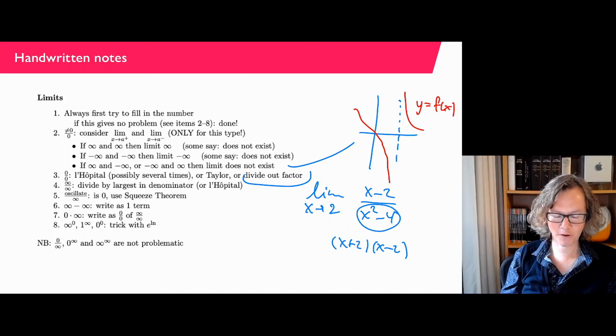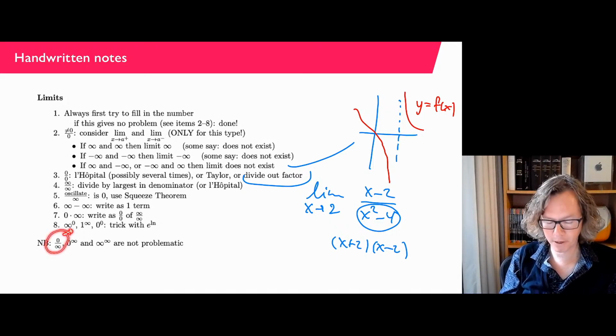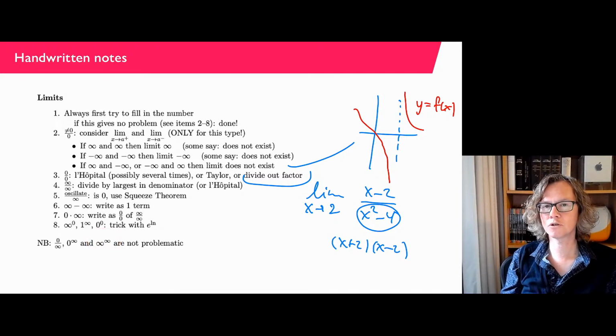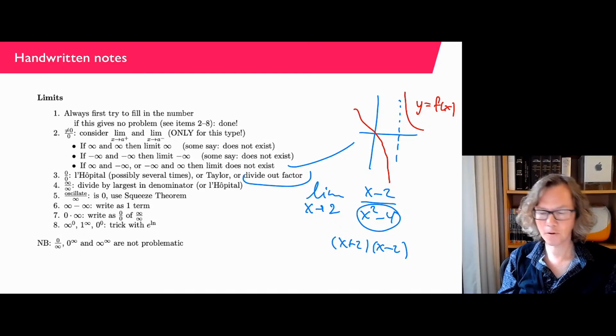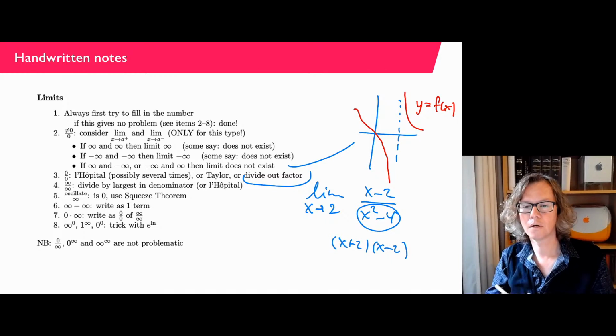And then as a kind of extra, it says here, if you have 0 over infinity, that's 0. You don't have to think about that. Also 0 to the power infinity, that's 0. Infinity to the power infinity, that's always infinity. So these are not problematic, and you can write down the value. So hopefully that helps, and that answers Jana's question.